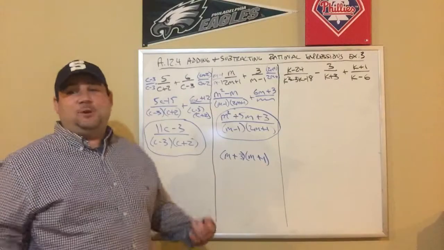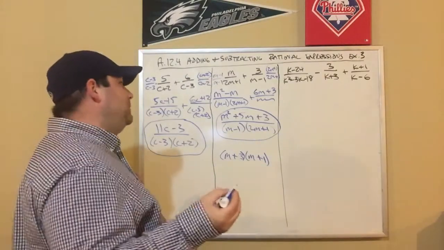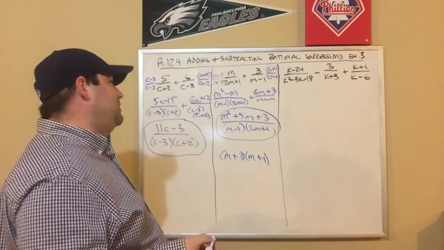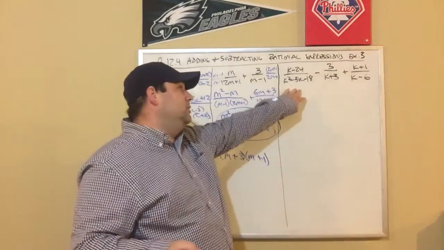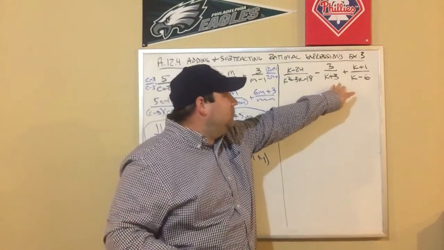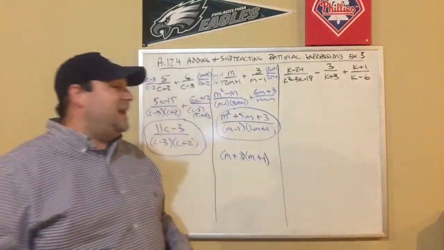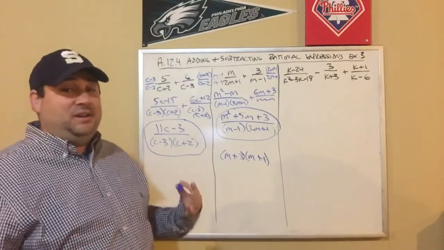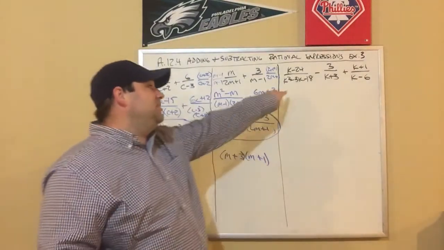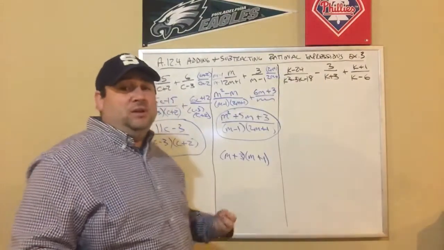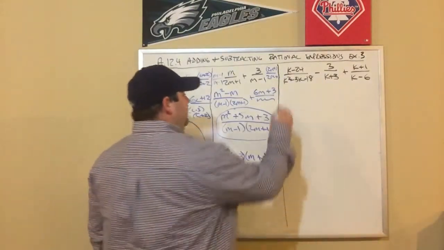All right, let's look at the last one. The last one's kind of tricky. So I got k minus 24 over a trinomial, minus 3 over k plus 3, plus k plus 1 over k minus 6. I can clearly see I don't have any common denominators. But what I'm going to do is start by factoring this trinomial and see if anything jumps out at me when I do that.